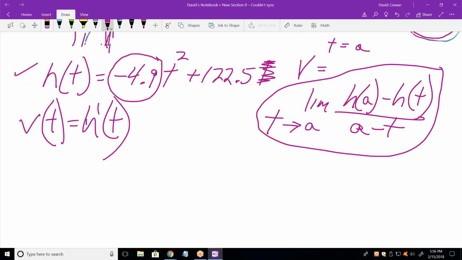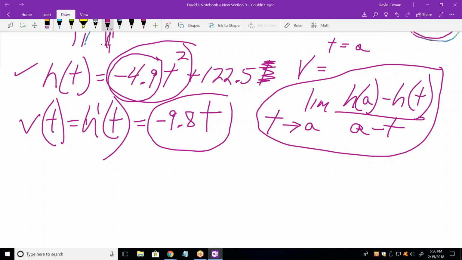And if I just use the power rule here, what do I get? I get minus 9.8 times t. So that's the velocity at any point in time. So what is the velocity as t approaches a? Minus 9.8a.